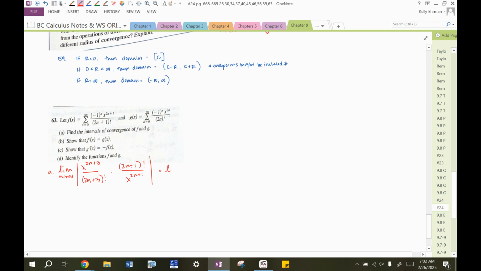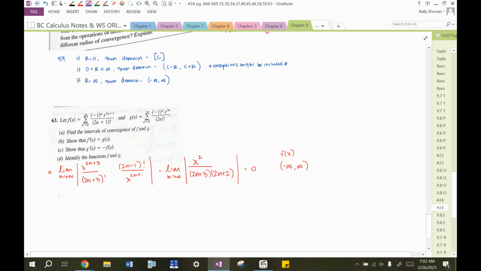So what will we have left? The limit as n approaches infinity of x squared over 2n plus 3 times 2n plus 2. And this is 0 because it's bottom heavy. So that means that the interval of convergence for f of x is all real numbers, negative infinity to infinity.